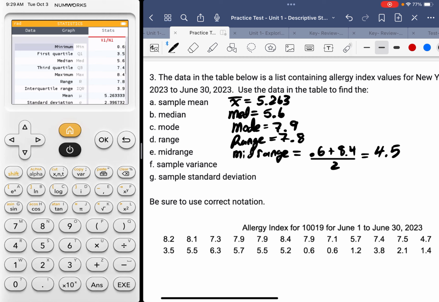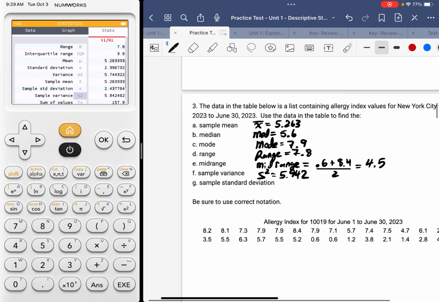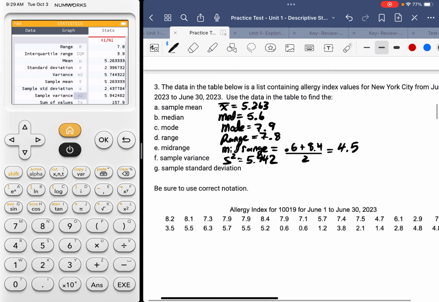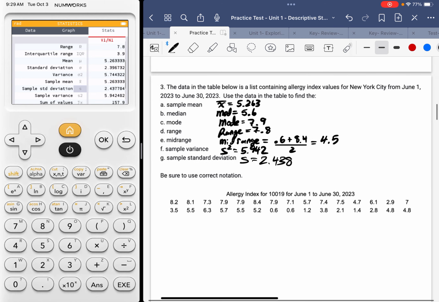All right, sample variance, S squared is the abbreviation for that. 5.942. Then sample standard deviation, S, is 2.438. All right, that's all this question was asking us to do.